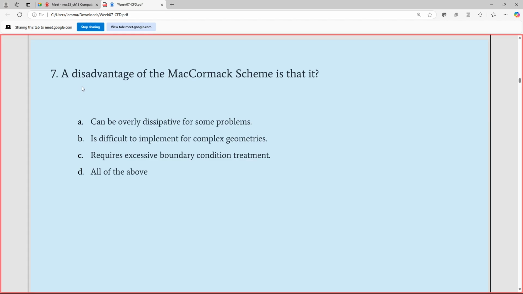Next question is, a disadvantage of McCormack scheme is that it is: option A, can be overly dissipative for some problems. Option B, it is difficult to implement for some complex geometries. Option C, it requires excessive boundary condition treatment. Option D, all of the above. So, which of the following is a disadvantage of McCormack scheme?